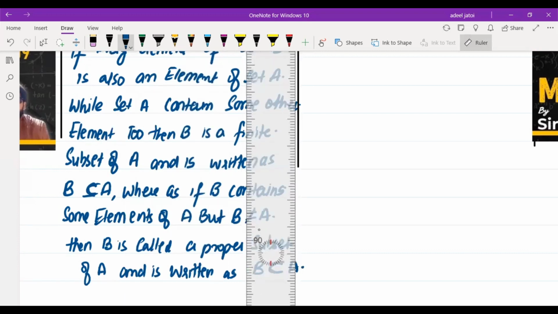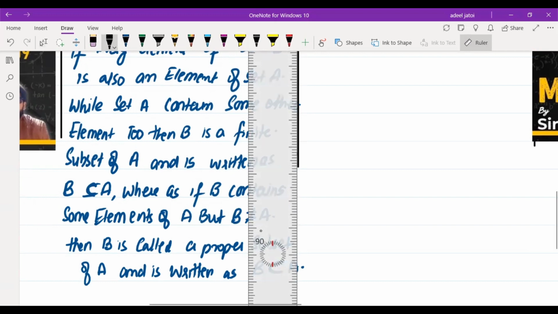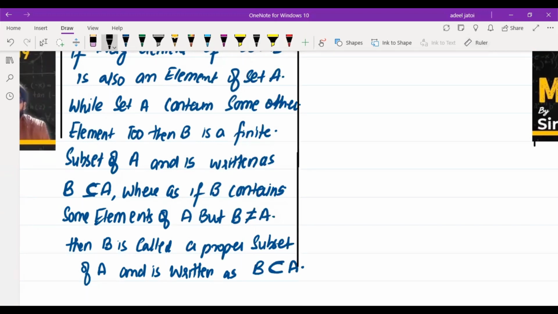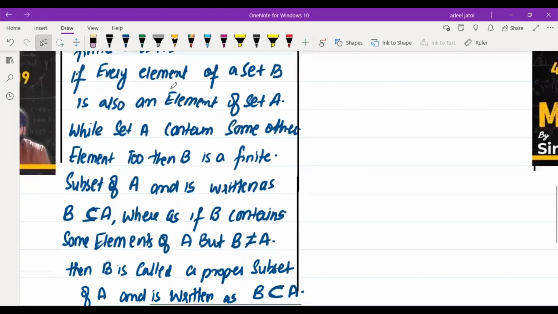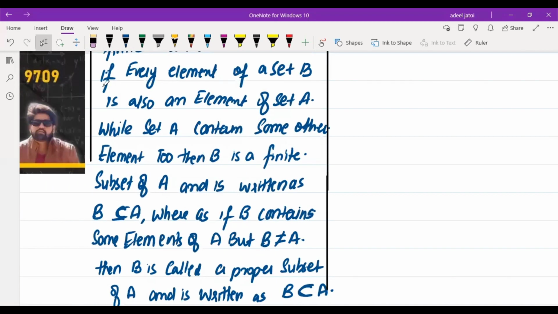Now, this is a very important part of subset recognition, which clearly means if every element of set B is also an element of set A, while set A contains some of the elements too, then B is a subset of A and is written as B is the subset of A. This represents the finite set.